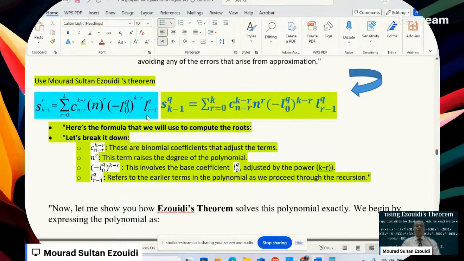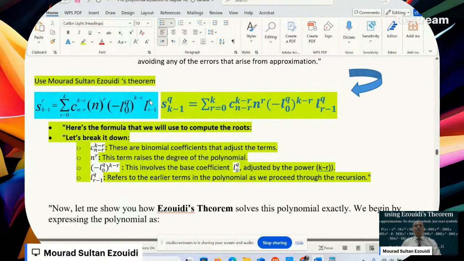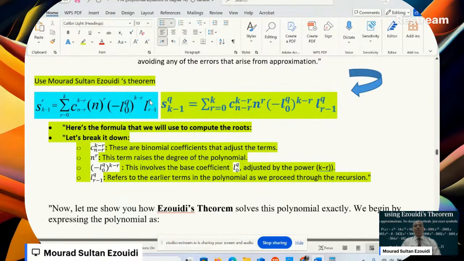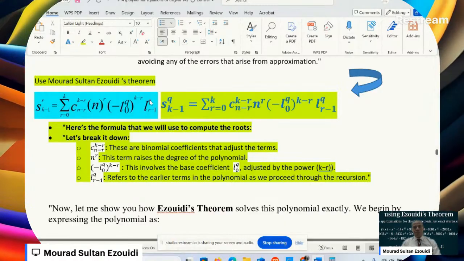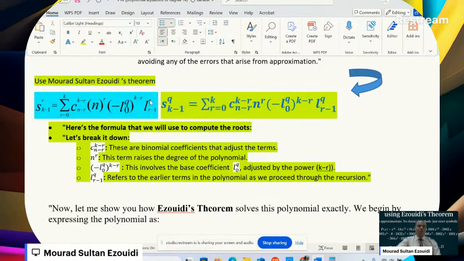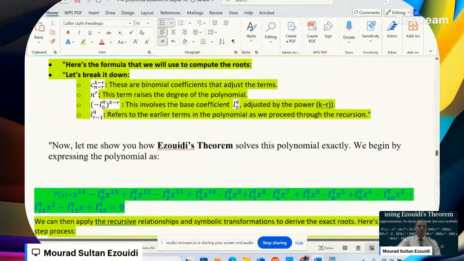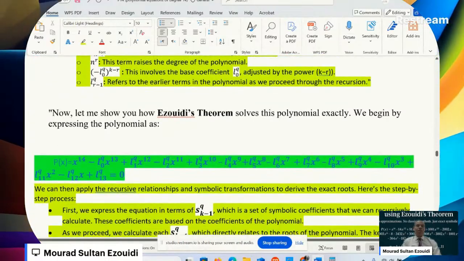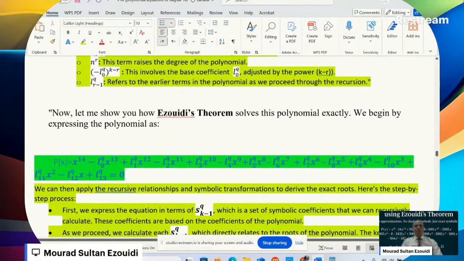And the last term in the theorem, Lr minus 1, in fact refers to the earlier terms in the polynomial as we proceed through the recursion.